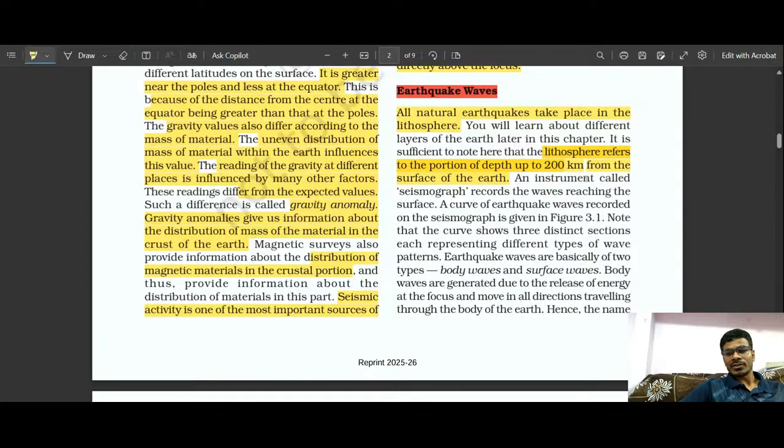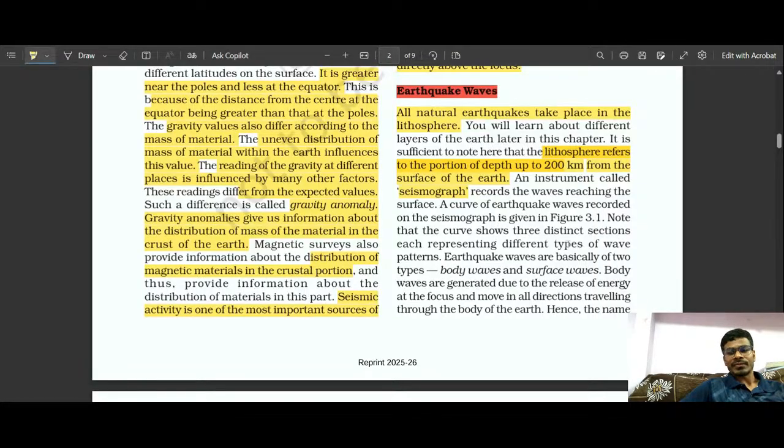An instrument called a seismograph records the waves reaching the surface. This is also another important fact. A curve of earthquake waves is recorded on the seismograph. Note that the curves show three distinct sections, each representing different types of waves.